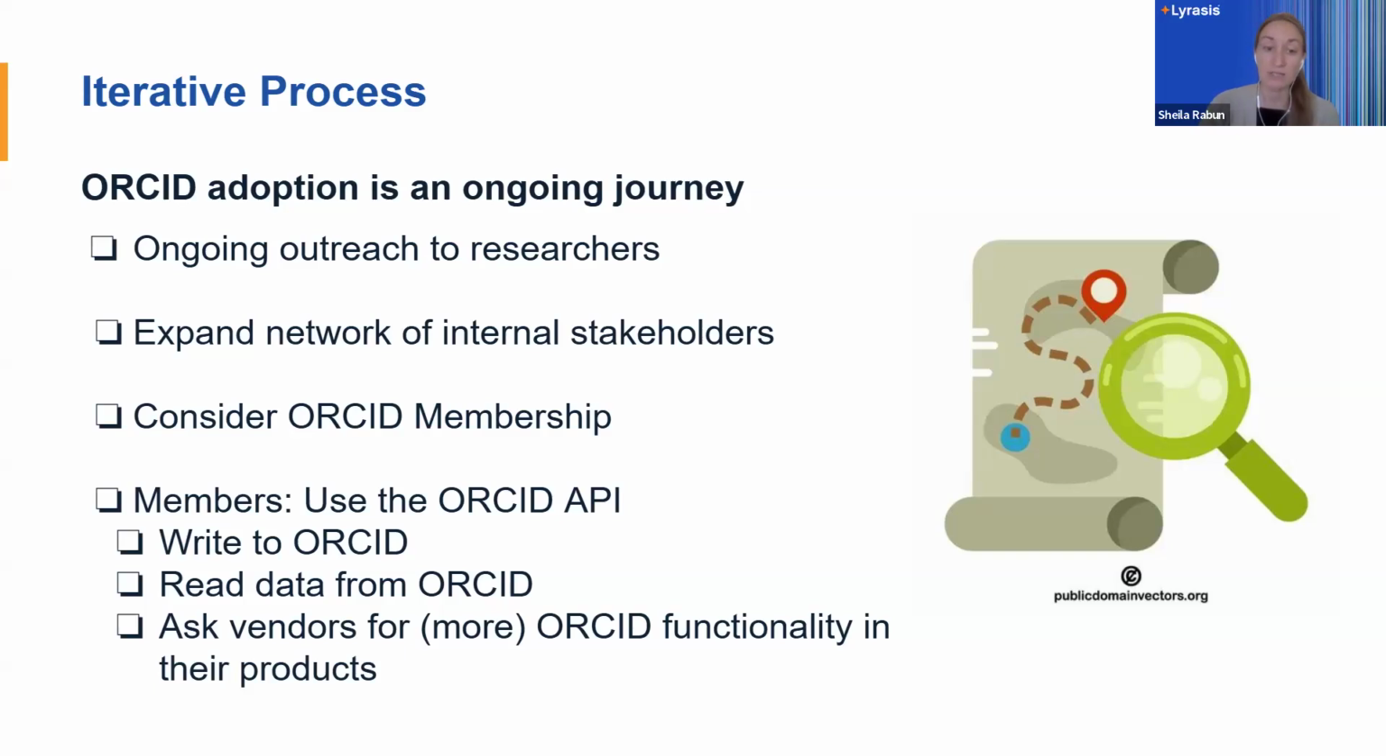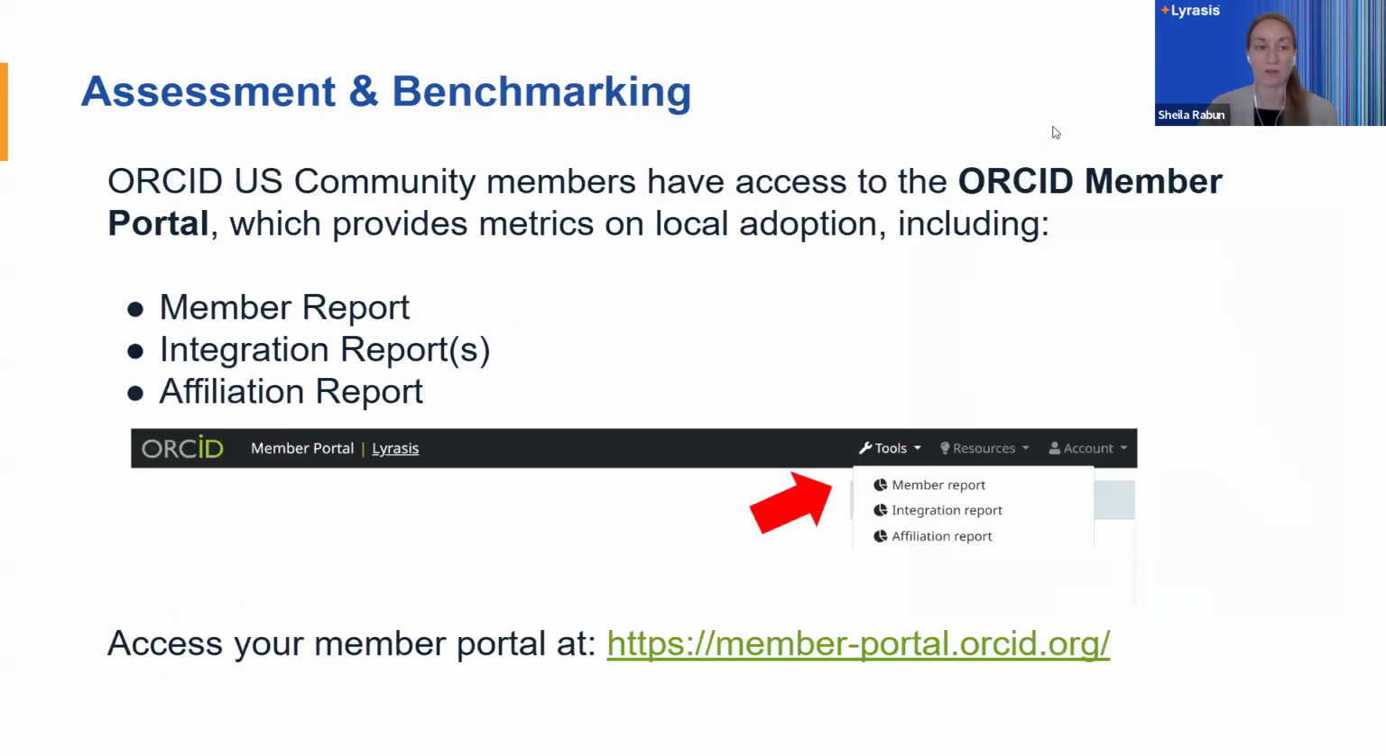And if your organization is an ORCID member, think about using the ORCID member API to read and write data to and from ORCID, streamline your workflows, and help staff and researchers save time. And whether you're an ORCID member or not, if you are using a vendor system that doesn't have ORCID functionality available or has limited ORCID functionality available, please contact your vendors and ask them to include it or add more functionality to their products. All right, moving on.